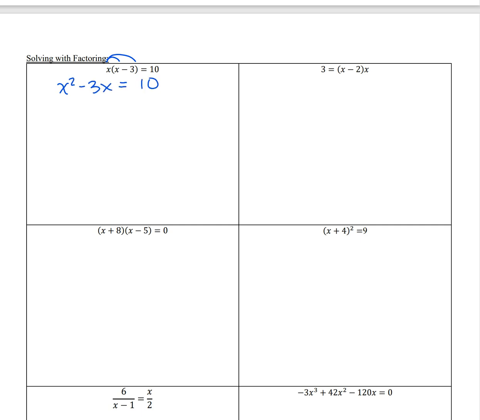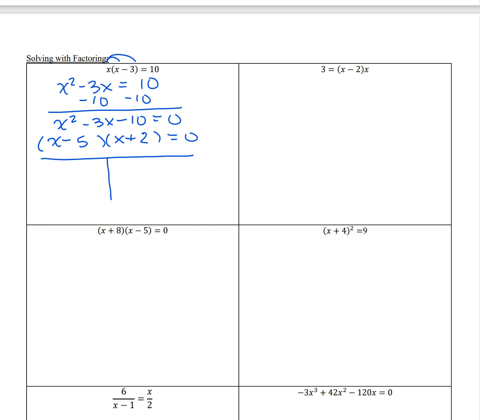But I need to make sure that it's set equal to 0 before factoring, because when you're solving for the roots, the zeros, the x-intercepts, that's always when your y value is equal to 0. So I have x squared minus 3x minus 10 equals 0. Once it's in standard form, I'm going to check to see if there's a GCF. This one is a 1a problem. So when I factor it, I need two numbers that multiply to negative 10, but also add up to negative 3. So I have x minus 5 and x plus 2.